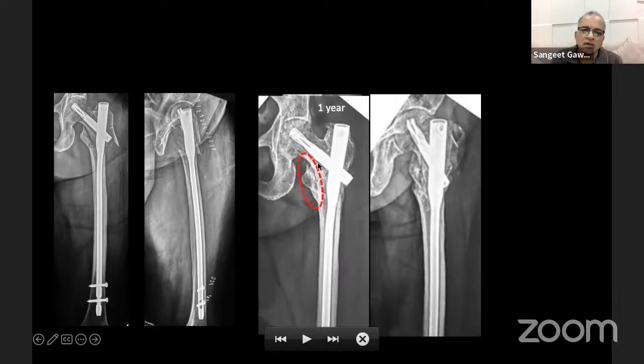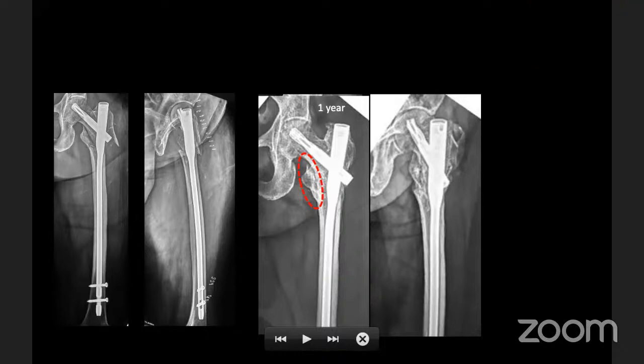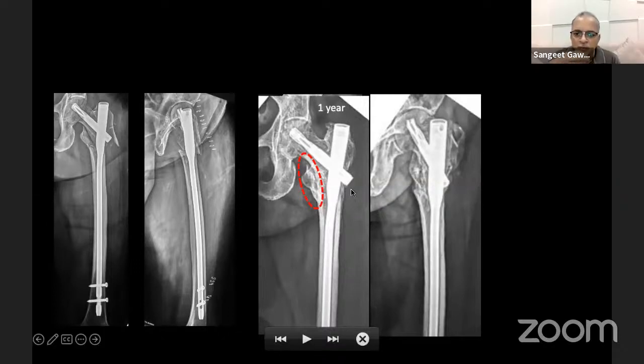So there are two important things which are not in our hand. The comminution on the medial side, the avulsion of the lesser trochanter, which we cannot really fix, and give a support from the medial side. And secondly, the posterior comminution, that again is not in our hands. So what is in our hand is the lateral wall and the anterior wall.